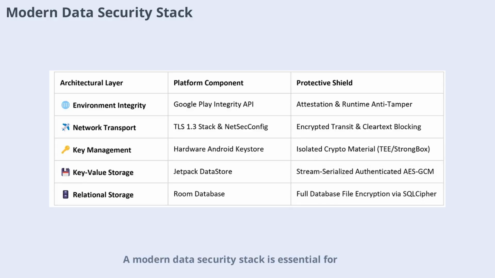The modern data security stack is essential for protecting information as it moves through your app. Each layer acts as a gatekeeper, ensuring that only authorized data reaches physical storage or external APIs. By structuring your data pipeline with security in mind, you can prevent unauthorized access and reduce the risk of breaches. Let's break down the components of a secure data stack and how they work together.